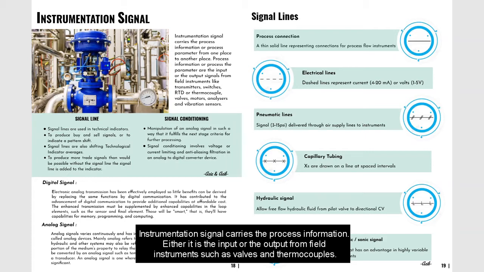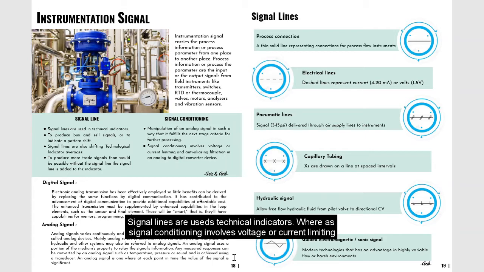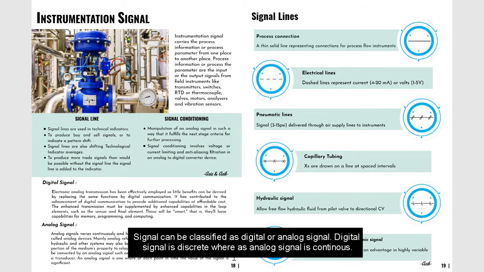Signal. Instrumentation signal carries the process information, either it is the input or the output from field instruments such as valves and thermocouple. Signal lines are used as technical indicators, whereas signal conditioning involves voltage or current limiting. Signal can be classified as digital or analog signal. Digital signal is discrete, whereas analog signal is continuous.